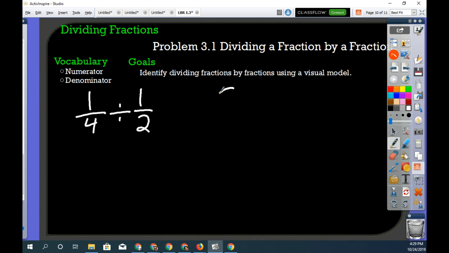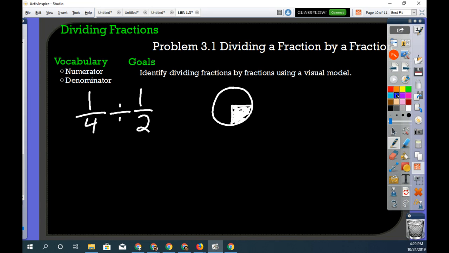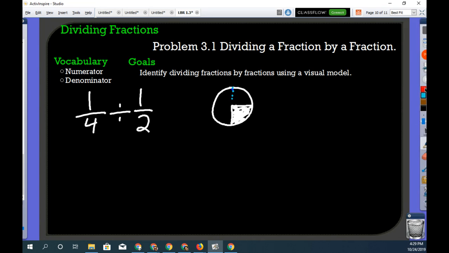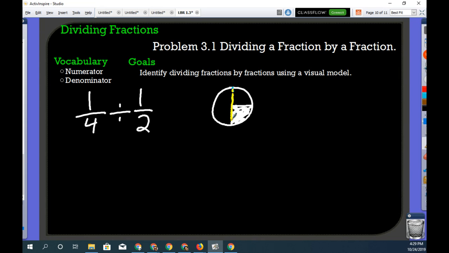And I'm going to take 1/4, and I need to see how many times I can fit 1/2 into that quarter. Well, we know it's not even once. So I'm going to come here. Let's do yellow. This is 1/2. And how many times can I fit that 1/2 into that quarter?